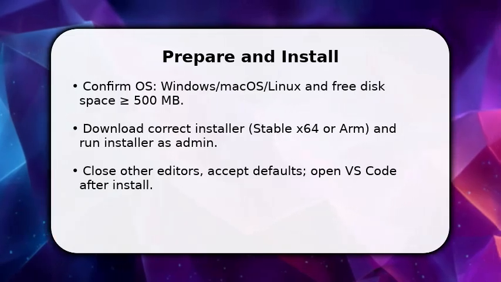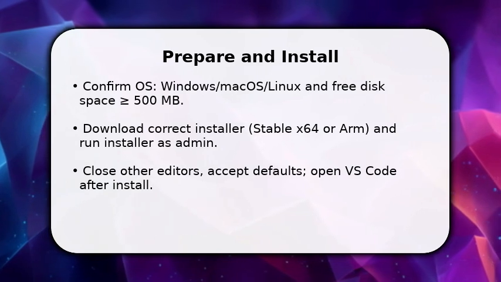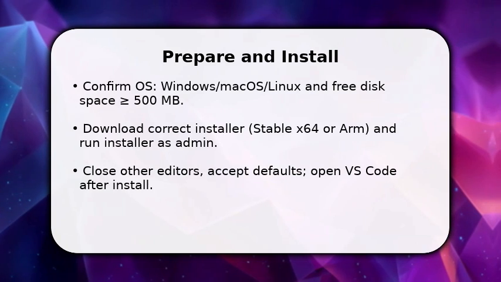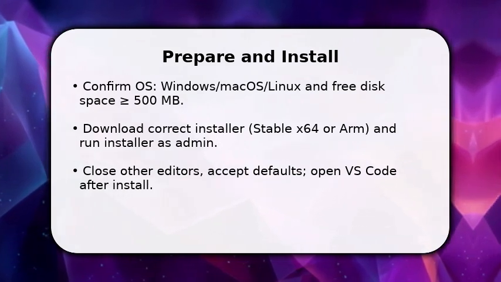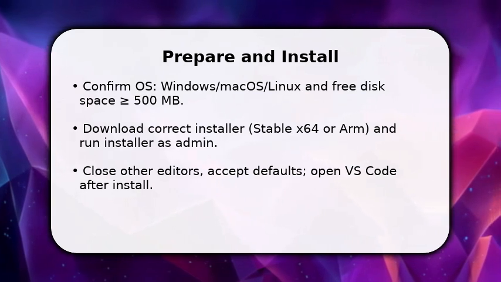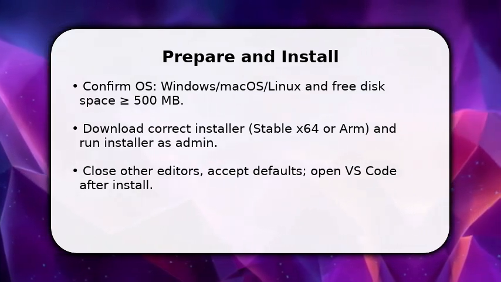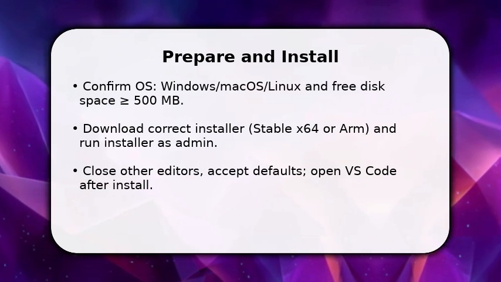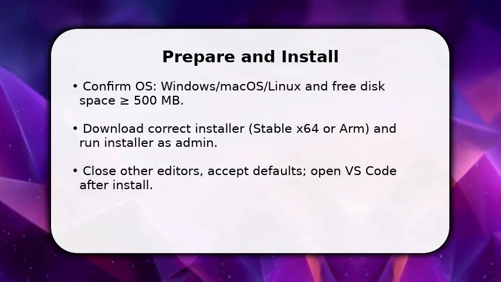You start by confirming prerequisites: operating system, admin rights, and at least 500 megabytes free. Once done, download the matching installer, stable x64 or ARM, so you avoid compatibility issues. Run the installer and accept the default suggestions to speed setup. Make sure to enable creating a desktop shortcut if you want quick access.